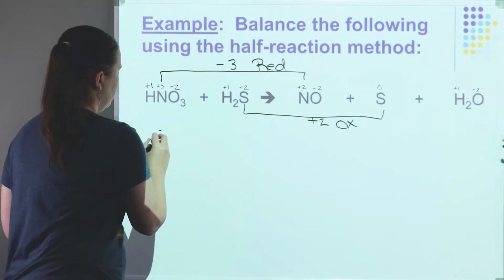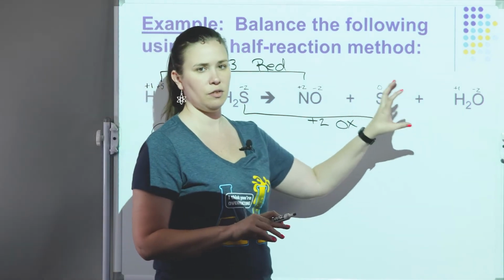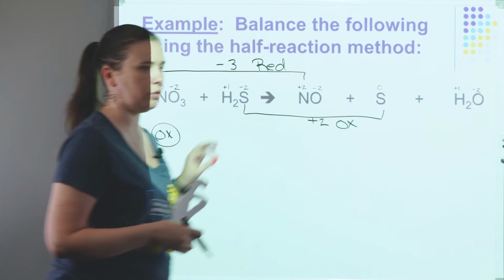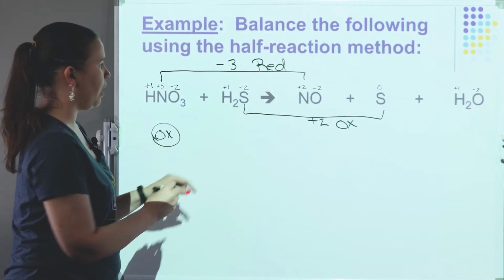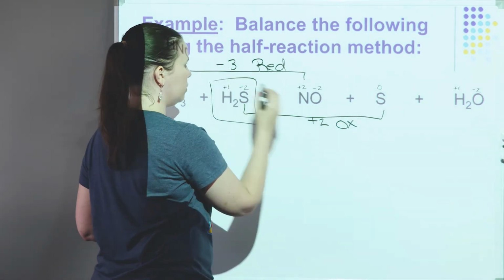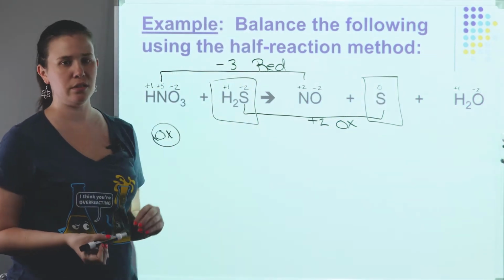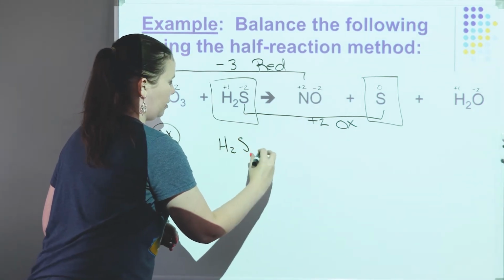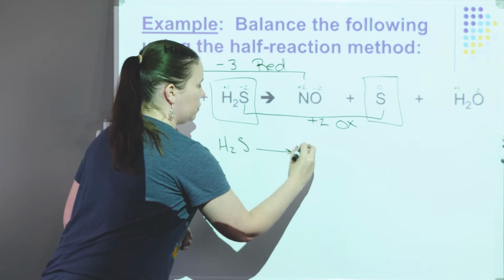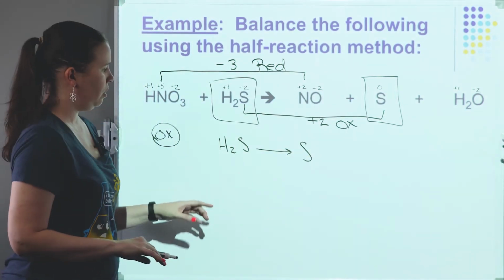So I'm going to write the oxidation half reaction first so that I can show the electrons being an intermediate, having them be produced and then used up in the reduction. So to write the oxidation half reaction, I am only going to focus on the parts of the problem that are attached to the oxidation bracket. So I'm going to write this as H2S forms S, and I'm going to ignore everything else in the equation.